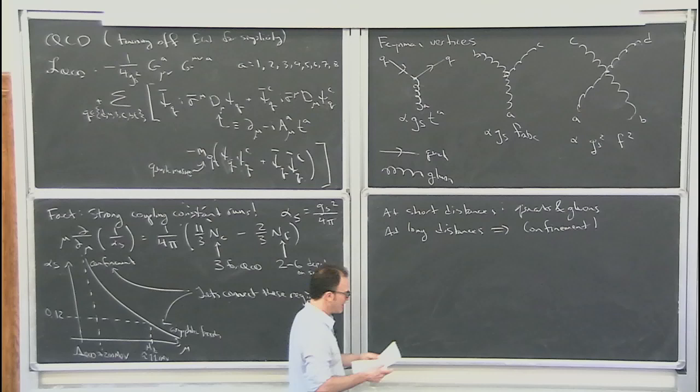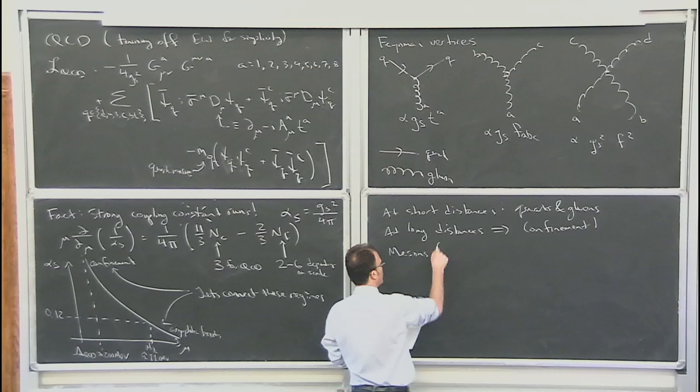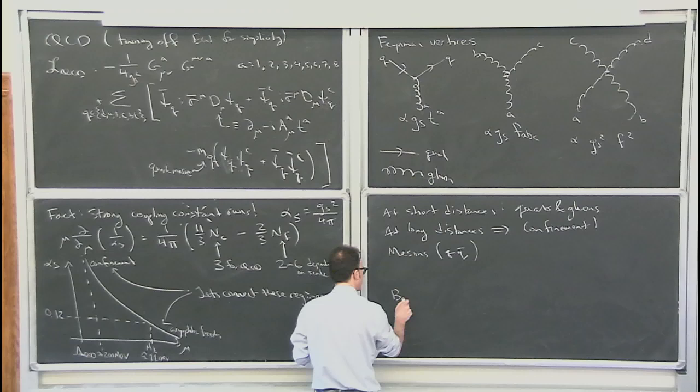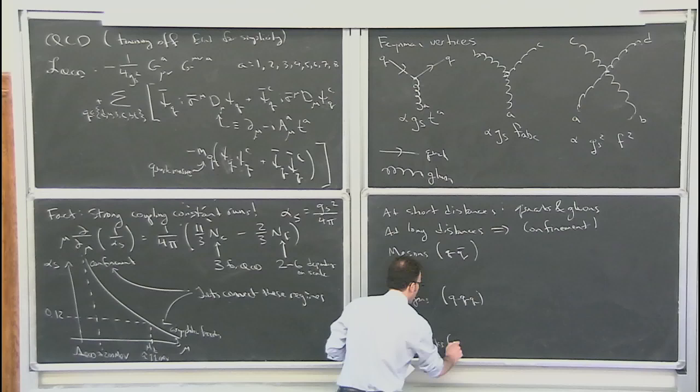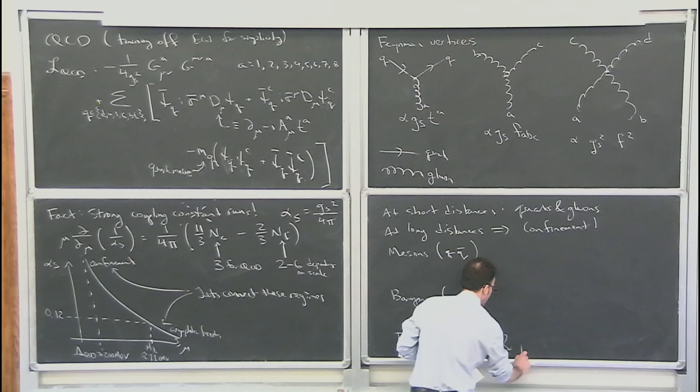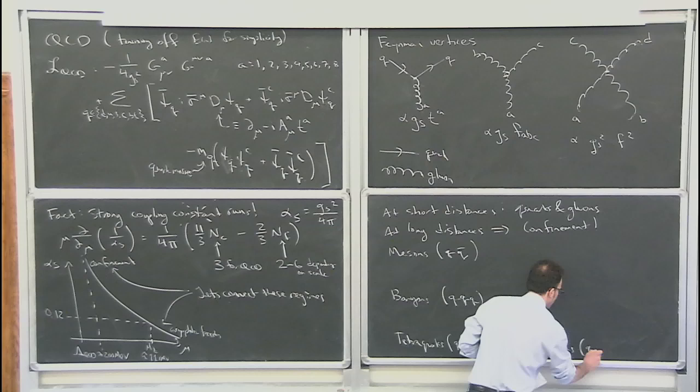And we have mesons, which are quark, anti-quark bound states. We have baryons, which are three quark bound states. There's even evidence for tetraquarks, which involve two quarks and two antiquarks as the valence structures, and pentaquarks, which are three quarks, two antiquarks as the valence structures.